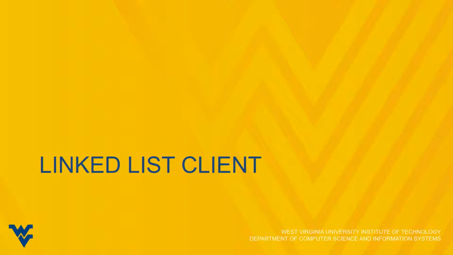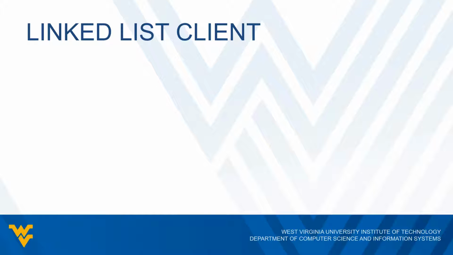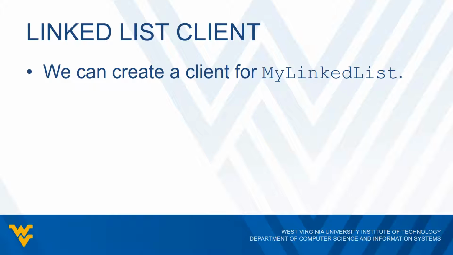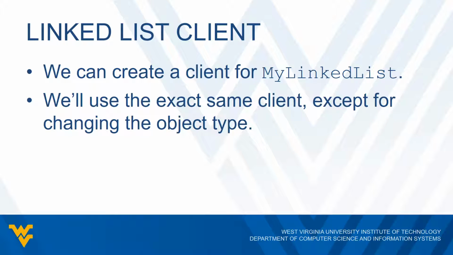We'll now talk about the client that we can use for the myLinkedList class. Just like we did with the myArrayList class, we can create a client for the myLinkedList class. What we're going to see when we run through the code is that we're going to use the exact same client as we did before. The only difference is we're changing the type of the object. Instead of getting an object of myArrayList, we're going to get an object of myLinkedList. That's the only change we're going to make.